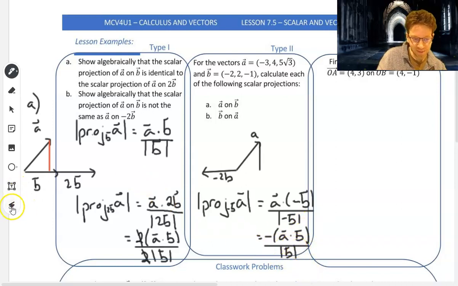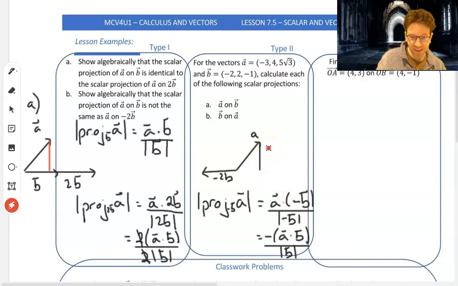So now this isn't the same anymore. The projection of A on B is this, which is right here, except now we have that negative. So when theta is greater than 90 degrees, you can see you're going to get a negative projection.